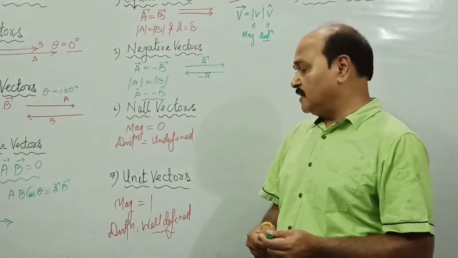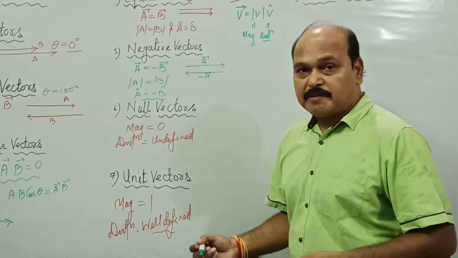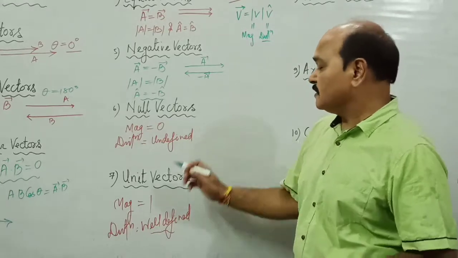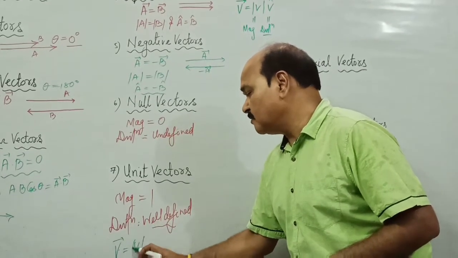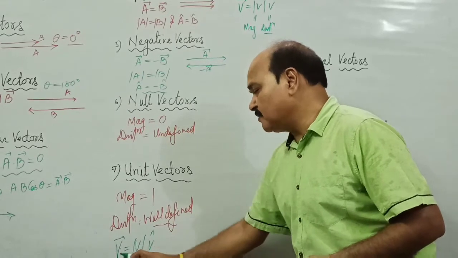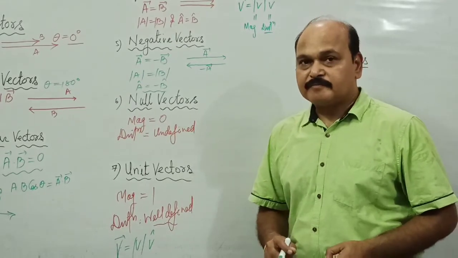You have already studied the mathematical notation of a vector. What is this? If this is V vector, this is its magnitude. So what is this V cap? V cap is the unit vector along V vector.